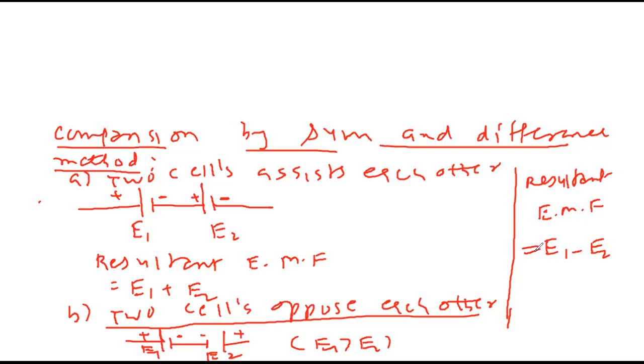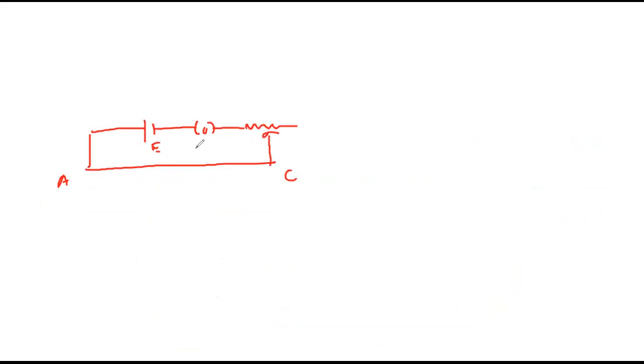Done, sir. Now, using this combination of assisting and opposing for comparison of cells, look at the diagram. A potentiometer AC. Consider potentiometer wire AC having uniform area of cross section A, specific resistance rho, length L, stretched on a wooden board. A battery of EMF E, plug key K, and rheostat RH are connected in series across wire AC to send constant current I. The positive terminal of the battery of EMF E1 is connected to end A.